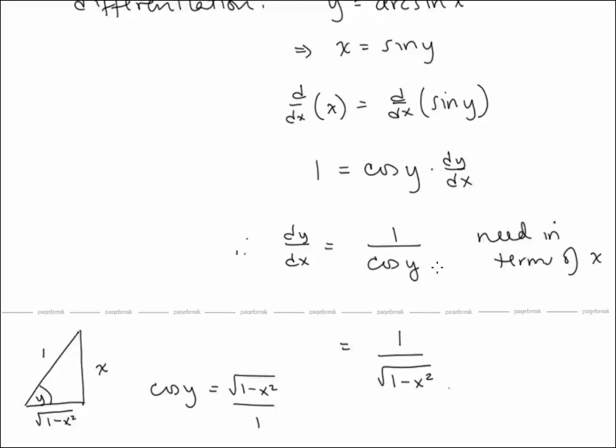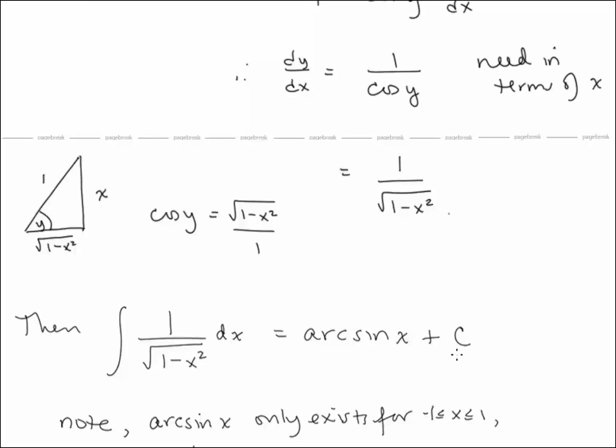So just as we did above, we have sine of y is equal to x, so that says sine of angle y is equal to x over 1. By the Pythagorean theorem, we find that the remaining side is radical 1 minus x squared. And so cosine of y is adjacent over hypotenuse, and that's radical 1 minus x squared. And so that goes in our denominator here, and we get the same answer. So we have the derivative of arc sine x is 1 over radical 1 minus x squared.